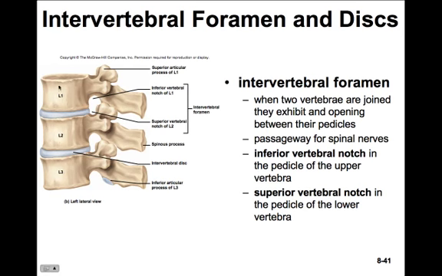We'll see when we stack up a load of vertebrae that there's an intervertebral foramen. Again, foramen, hole. This is the passageway for spinal nerves. The intervertebral foramen is composed of two regions. The inferior vertebral notch in the pedicle of the upper vertebrae, so here's the inferior vertebral notch, and then the superior vertebral notch of the subsequent vertebrae creates the other side of the intervertebral foramen.